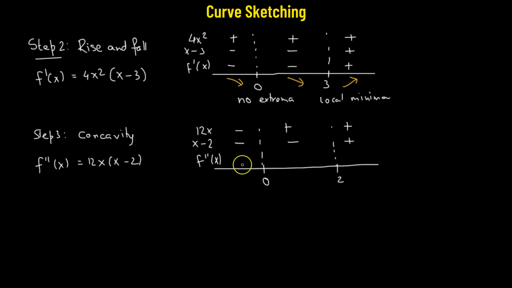So we'll consider the product of them. Negative times negative will be positive, positive times negative will be negative, and positive times positive will be positive. So this means for values of x less than 0, we have concave up, since this is positive. For values lying between 0 and 2, we have concavity down, will be concave down, and for values greater than 2, it will be simply concave up.